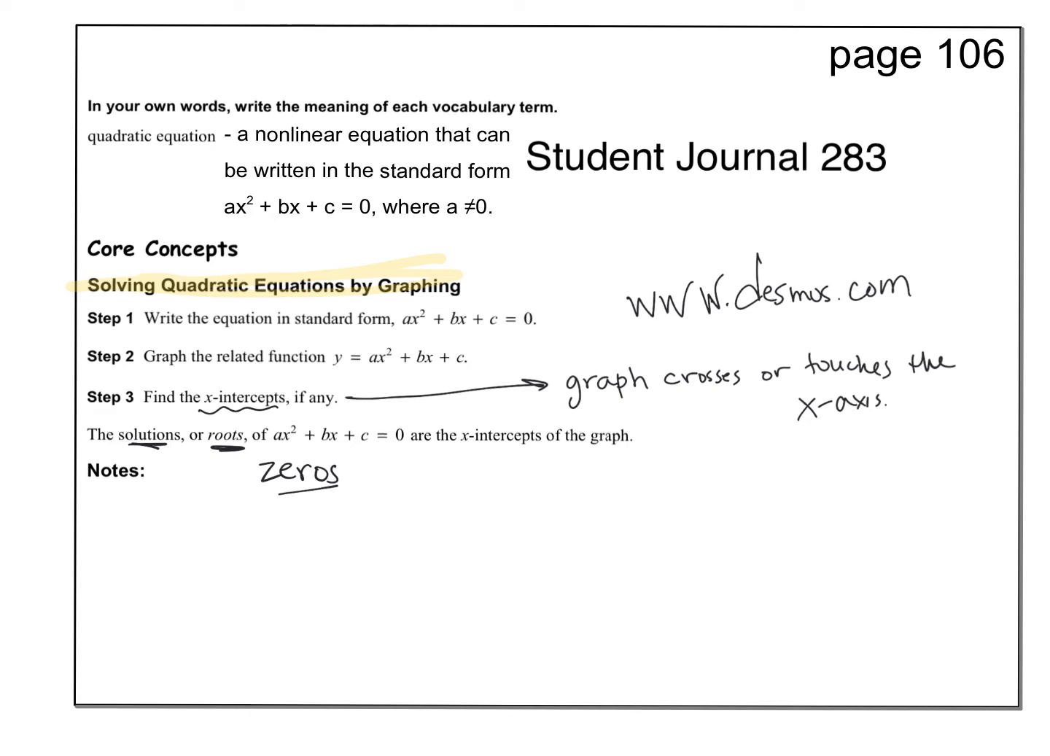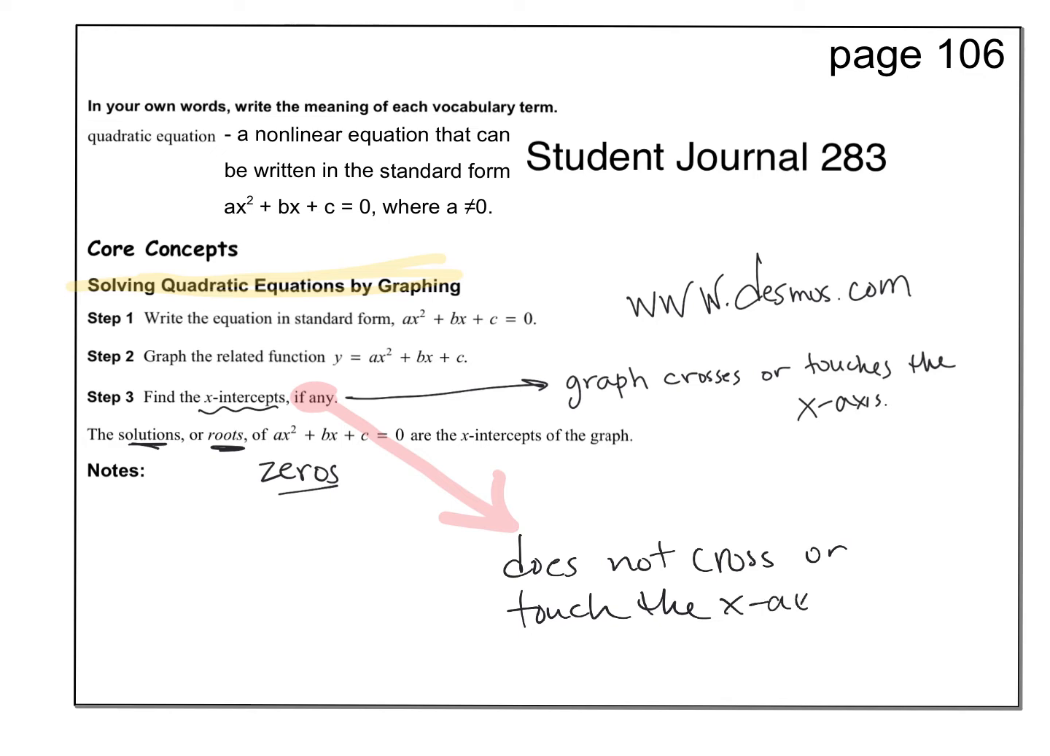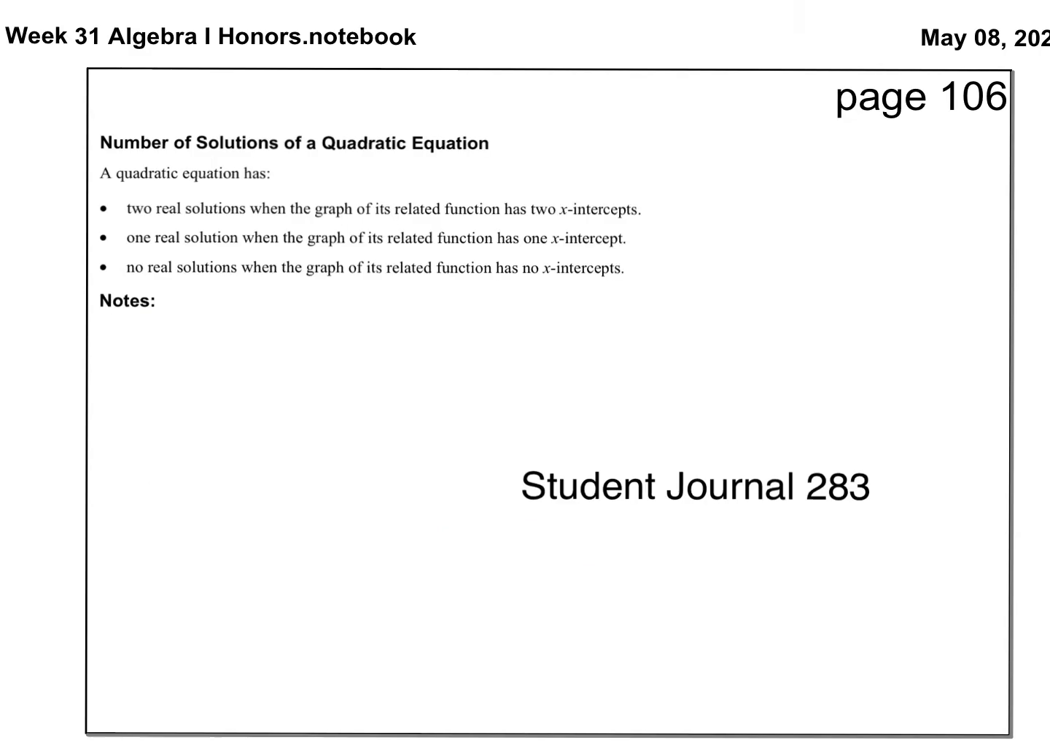Now, notice here it says, if any. If a graph does not cross or touch the x-axis, it does not have x-intercepts. So that means there's no real solution. In Algebra 2, you will learn what kind of solutions they are, but you will write down no real solution if it does not cross or touch the x-axis.